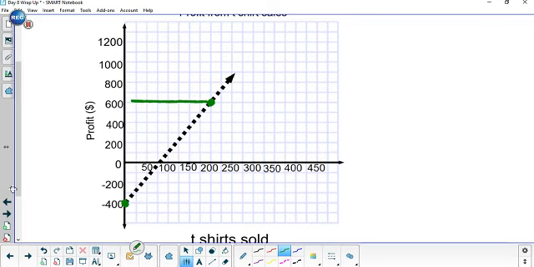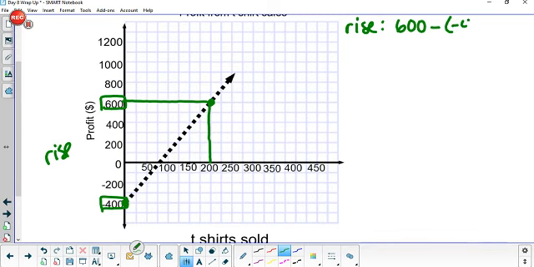So what we have to do is determine our rise. Our rise starts at -400, goes to +600. This one's a little bit tricky because we're going to be subtracting a negative. We've got 600 at our high end and negative 400 at our bottom end. If we recall, when we subtract a negative, we actually add those two together. So our rise is 1,000, and it's in dollars.